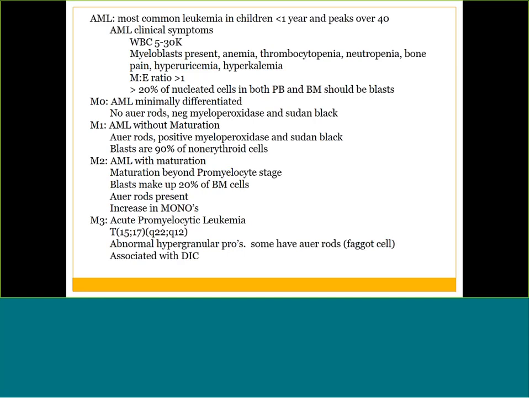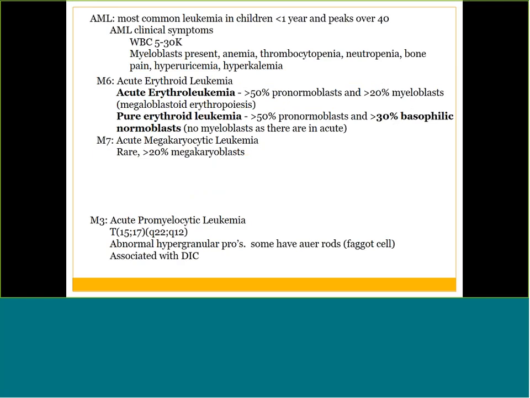M3, acute promyelocytic leukemia. As the name tells you, it's all about promyelocytes. Lots and lots and lots of promyelocytes being seen. This one did have a chromosome translocation to remember. So it's the chromosome translocation between 15 and 17. With those promyelocytes, they're going to be very hypergranular. They will definitely have our rods. Some of them have many Auer rods. That's that whole faggot cell term that comes up. M3 is also heavily associated with forming DIC.